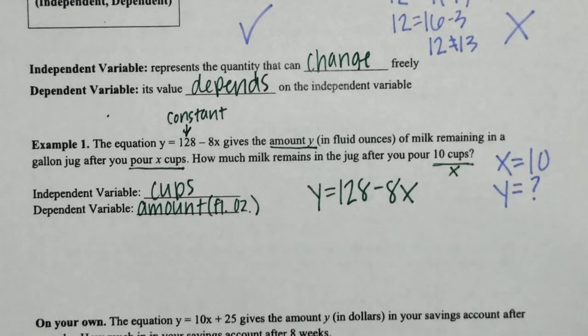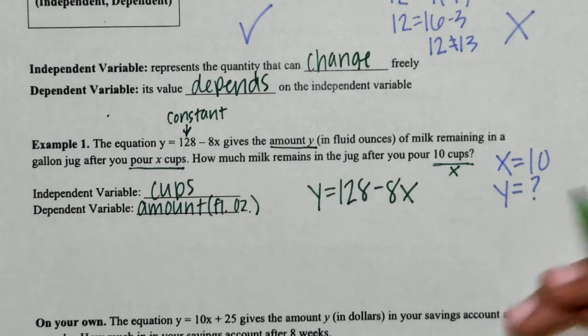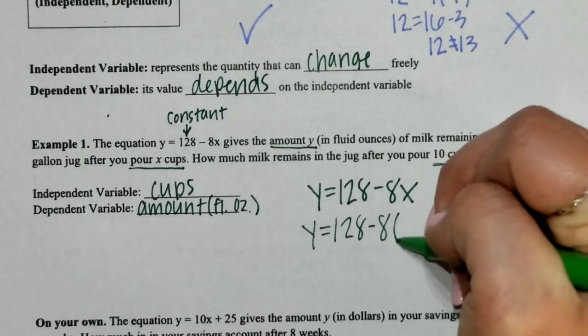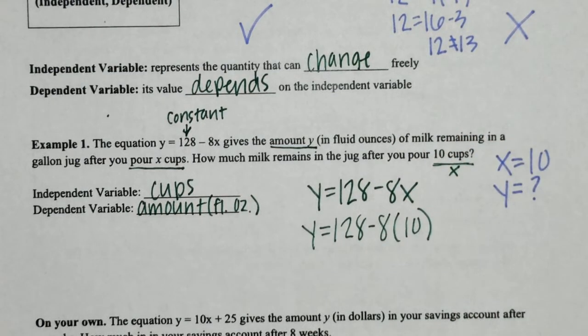So we have y equals 128 minus 8x. We need to plug our x in. So we have y equals 128 minus 8 times 10. So we're just plugging our x in. It didn't give us a y, so that's why we know we're solving for y. How do you know that x equals 10? Because it says on here, remaining in a gallon jug after you pour x cups. So x is the cups. Y is the amount. Okay, so we know that 10 cups is x.